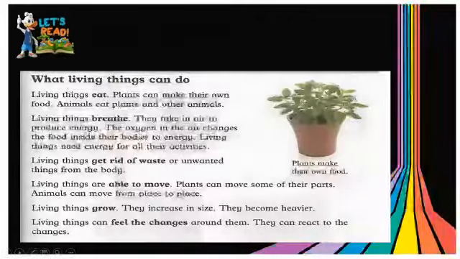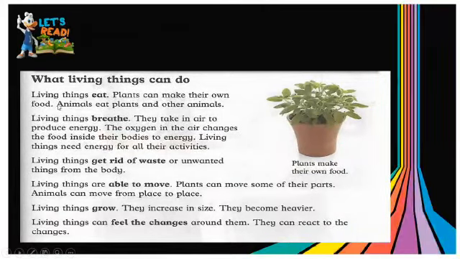Now, same page, page number 11. The next topic is about what living things can do. Living things eat. Plants can make their own food. Animals eat plants and other animals. Living things breathe. They take in air to produce energy. The oxygen in the air changes the food inside their bodies to energy. Living things need energy for all their activities. Living things get rid of waste, or unwanted things, from the body.